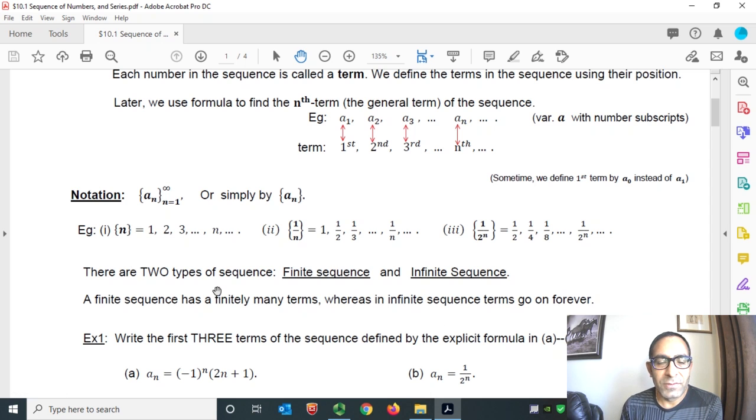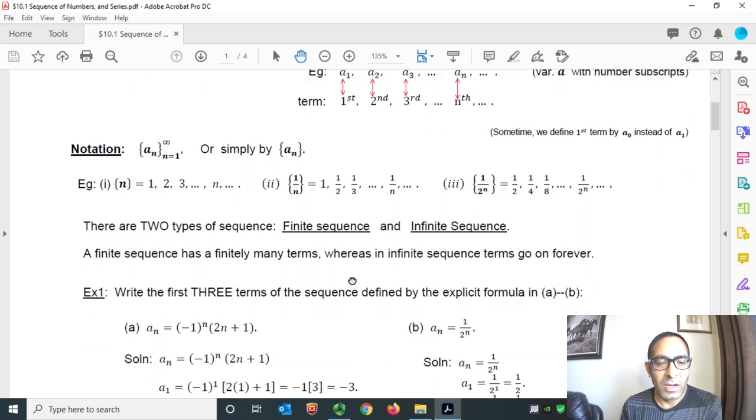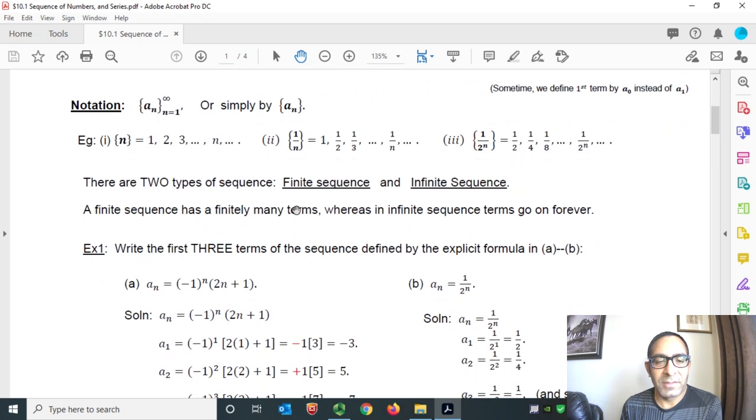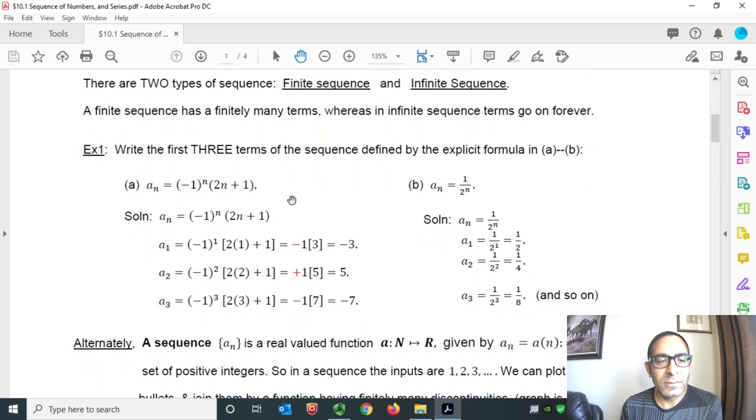There are two types of sequence, finite sequence and infinite sequence. A finite sequence has finitely many terms, whereas in an infinite sequence terms go on forever. Example 1. Write the first three terms of the sequence defined by the explicit formula given in A and B. In A, the formula is an equals (-1) to the power n times 2n plus 1.